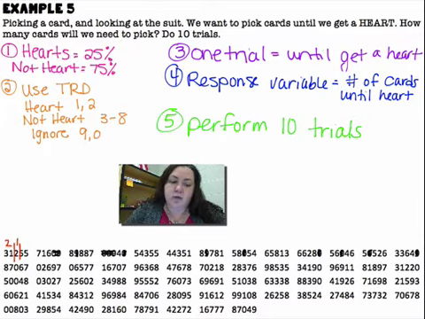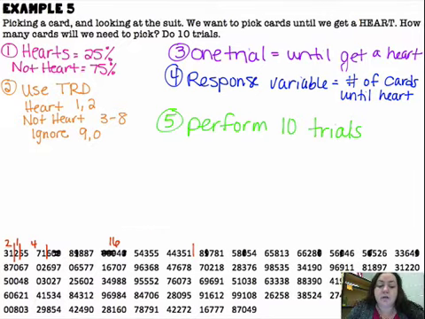The next one, it only took 1 card. The next one, it took 4. The next one, and you're not counting anywhere where you had a 0 or 9. You're just completely ignoring those. It took me 16 cards until I got a heart. Okay, and then 4 for the next one, 8, 4, 8. Okay, and then I have to kind of go on to the next line because I have to do 10 trials.